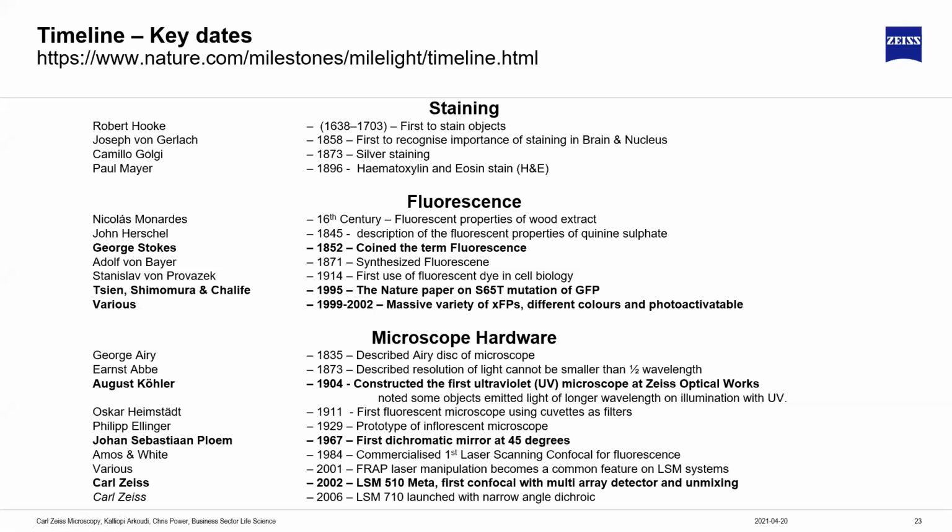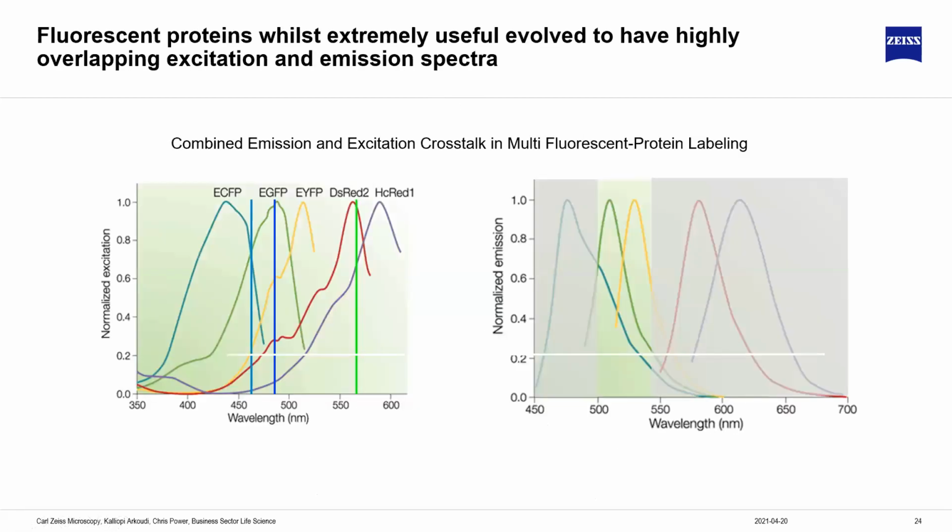And in 2002, Zeiss launched the 510 Meta, which was the first, what I considered to be a spectral confocal, in that it had a multi-array detector and unmixing. And really the Meta was the commercial answer to the problem raised by the XFPs. And what do I mean by that? Well, this graph shows the excitation and emission properties of the main fluorescent proteins that were coming out at the turn of the millennium. So most of you, I assume, will have heard of CFP, GFP, YFP, these variants.